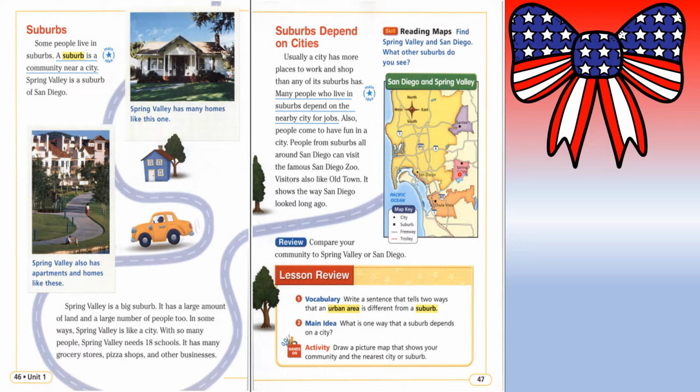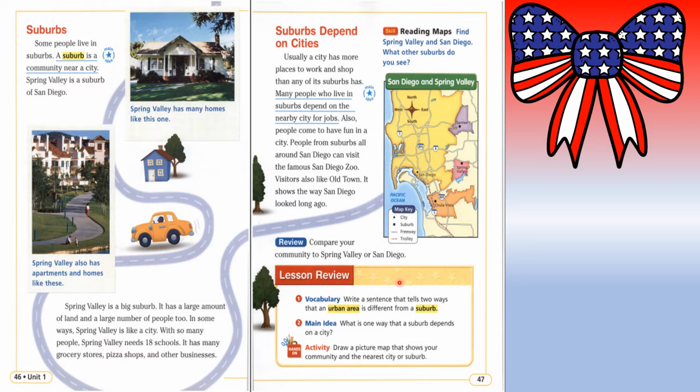I have to go east. What other communities do you see on this map? I see Chula Vista. Chula Vista is south of San Diego and Spring Valley. Compare your community to Spring Valley or San Diego.